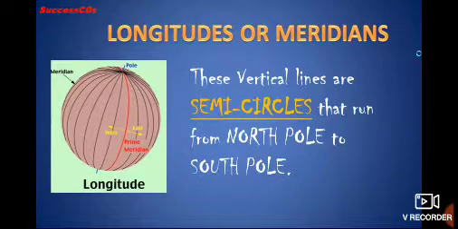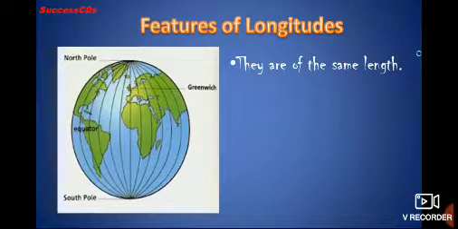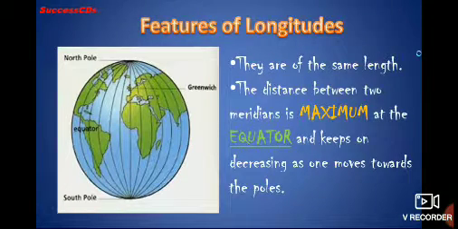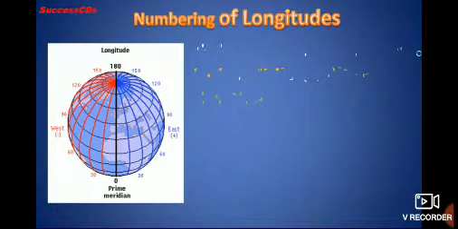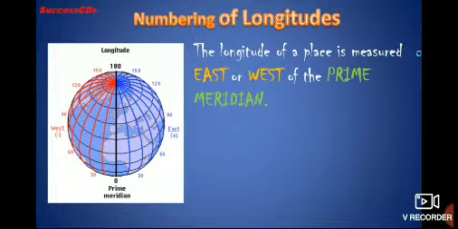Longitudes are vertical lines. They are semicircles and run from North Pole to South Pole. They are of same length. The distance between 2 meridians is maximum at the equator and keeps on decreasing as one moves towards the poles. The meridians cut the parallels at 90 degrees and help us to measure distances in the east-west direction. The longitude of a place is measured east or west of the prime meridian.